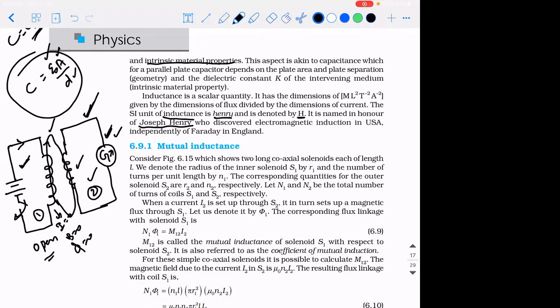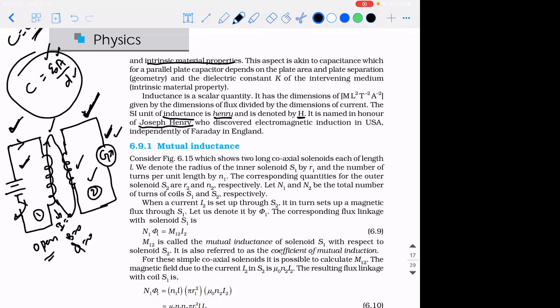So this kind of phenomenon, where flux is generated by current passing through one coil and EMF is generated in the other coil, is called mutual induction. It is called mutual because change of current is taking place in one coil and EMF is induced in the other coil. It is a mutual relation, so that's why it's called mutual inductance.